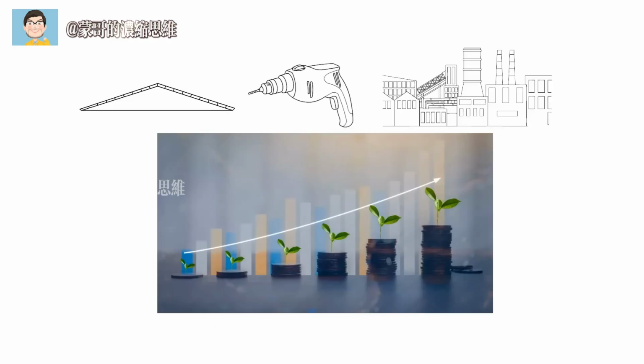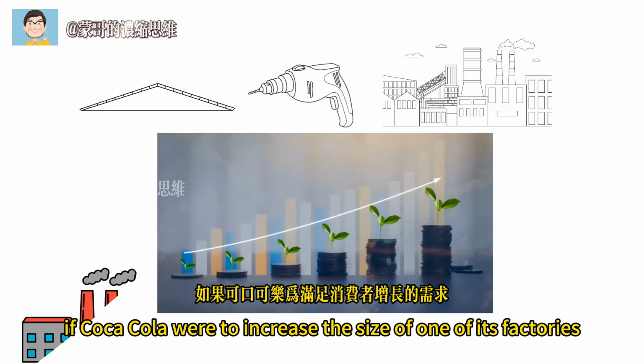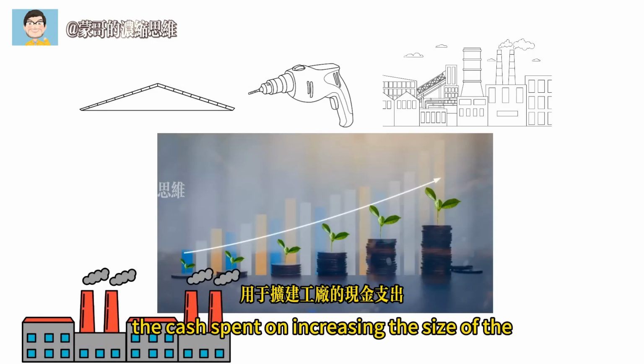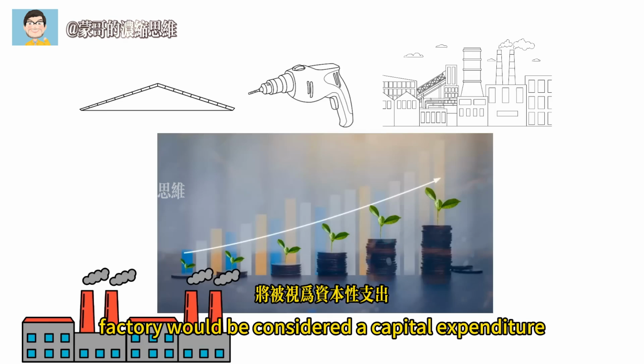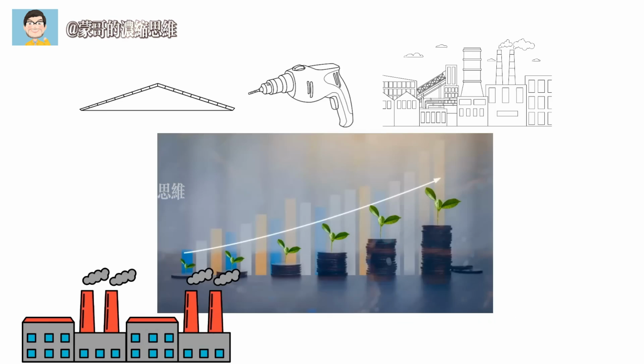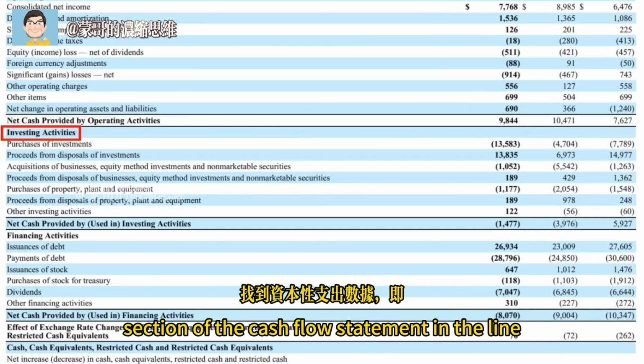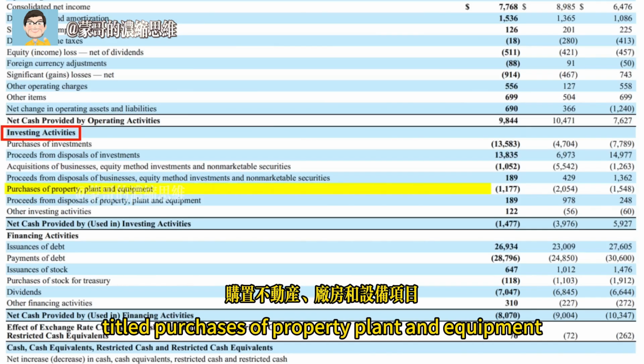So if Coca-Cola were to increase the size of one of its factories in order to keep up with the increased demand from consumers, the cash spent on increasing the size of the factory would be considered a capital expenditure. We find this number for CapEx in the investing section of the cash flow statement in the line titled Purchases of Property, Plant, and Equipment.